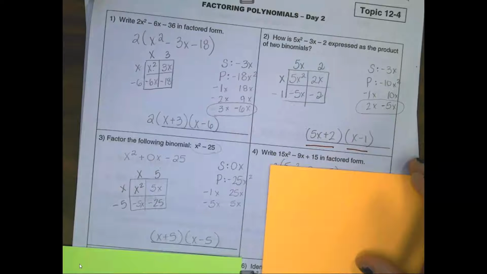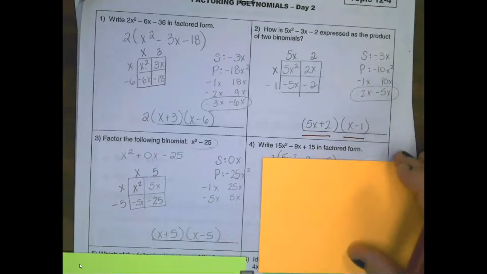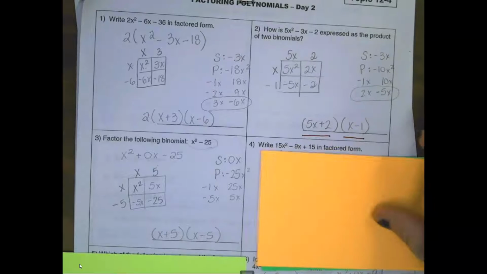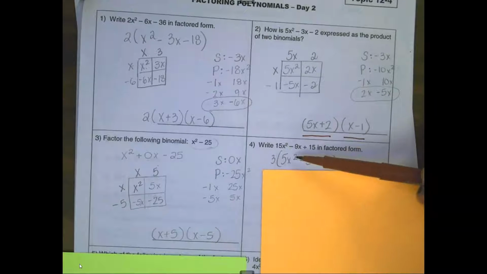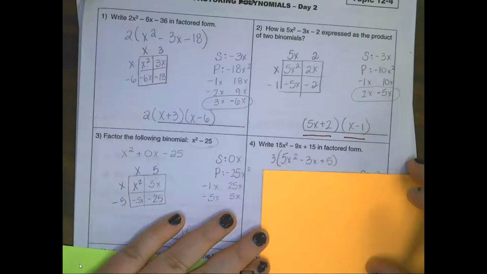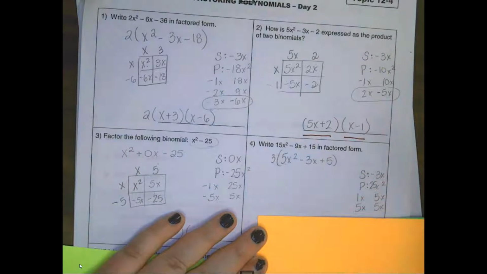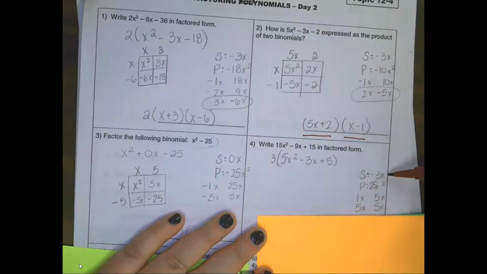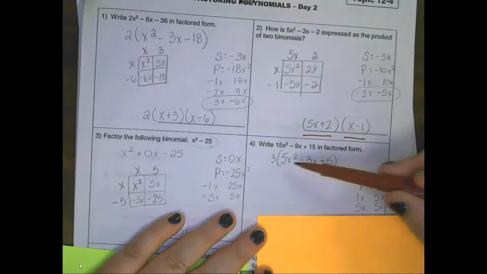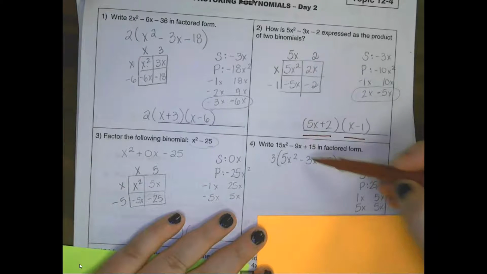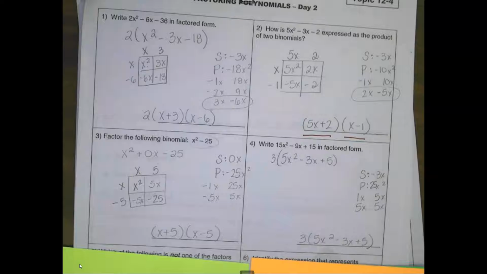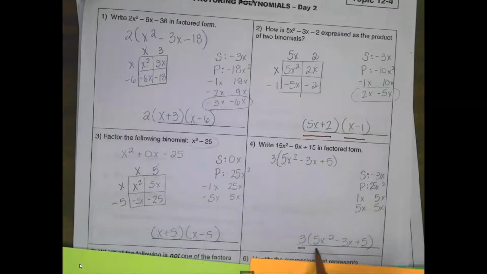Look at number 4, which was also a different example. So I can see that I can pull out a 3. So I went ahead and pulled out that 3. My sum was negative 3. My product was 25x squared. List out my 1x times 25x, 5x and 5x. But if I notice, none of these gave me a sum of negative 3. That means I can't factor it any further. This is as far as this one can go. And so that is our solution. It has 2 factors. This is a factor, and this is a factor.